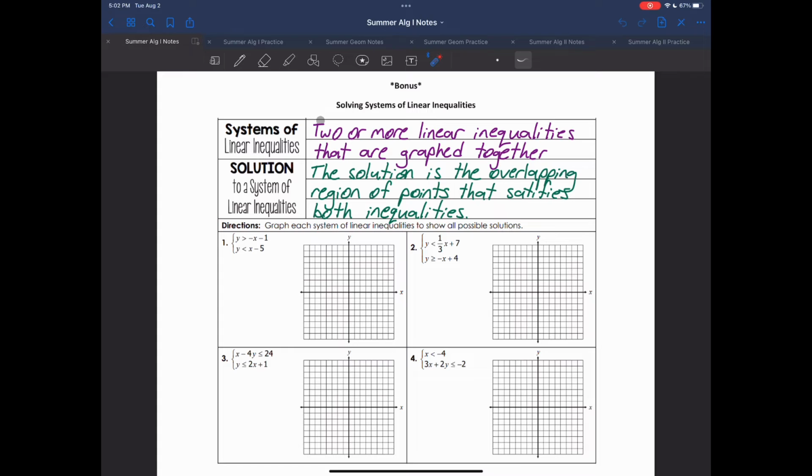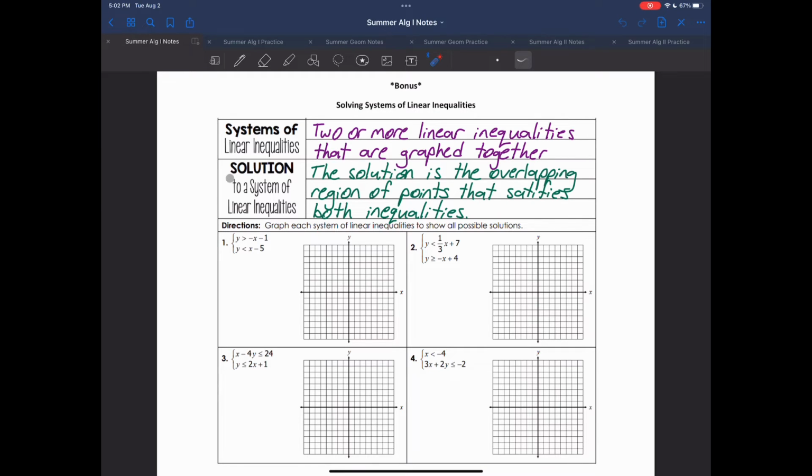So either pause this video right now and write all this down, or I'm just going to read through it and then go on to number 1 and show you how to do this. So I defined what a system of linear inequalities is first off up here. And it's very similar to linear equations. It just has the word inequality instead of equation. So it's 2 or more linear inequalities that are graphed together.